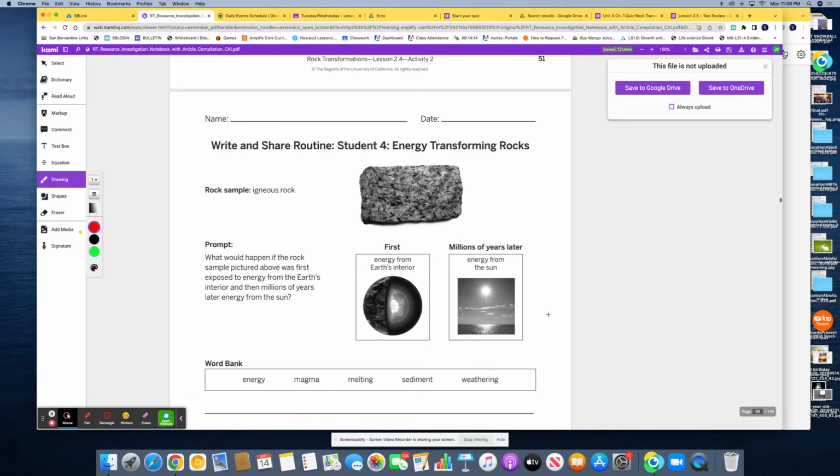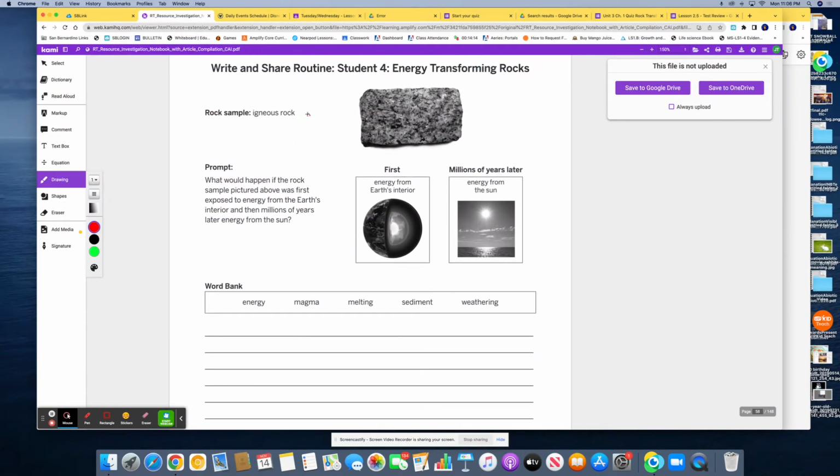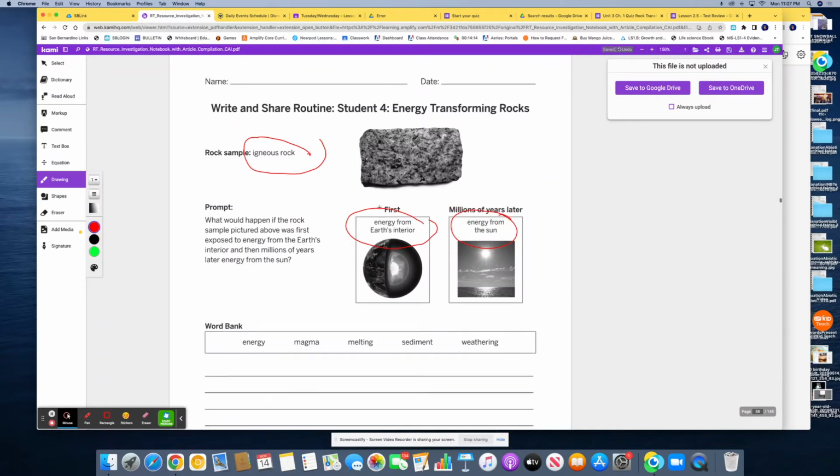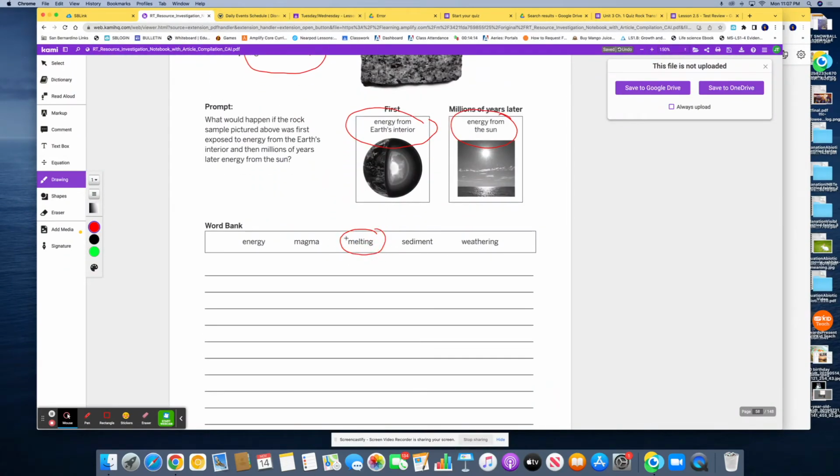All right, let's go on to page 52. So we have an igneous rock. What would happen if the rock sample pictured above was first exposed to Earth's interior, and then millions of years later exposed to energy from the sun? So just a quick review. We know that if it's exposed to Earth's interior, it's going to cause melting. If exposed to energy from the sun, it's going to cause weathering. All right, so let's type out our response.